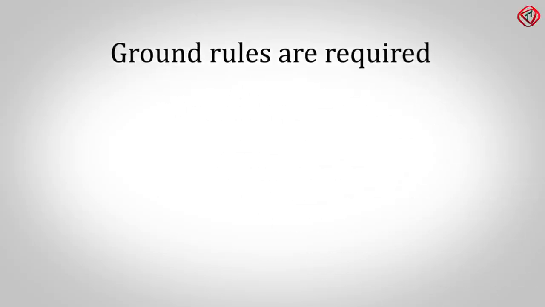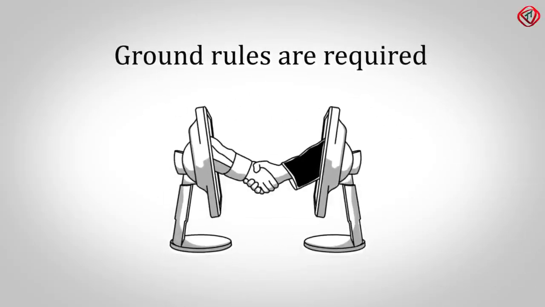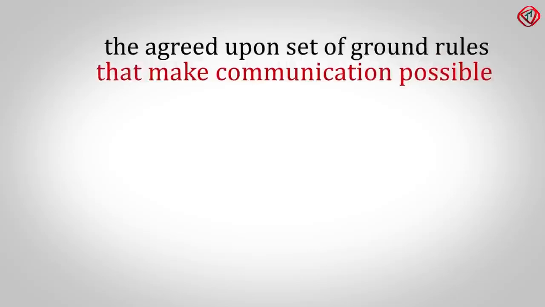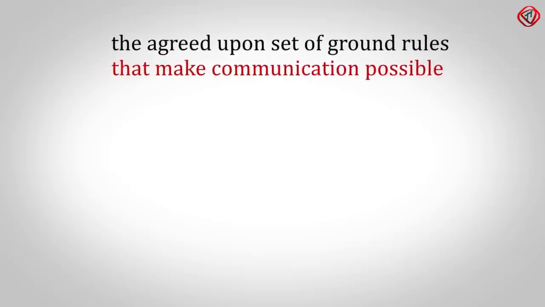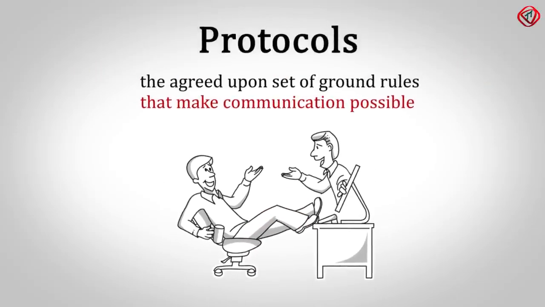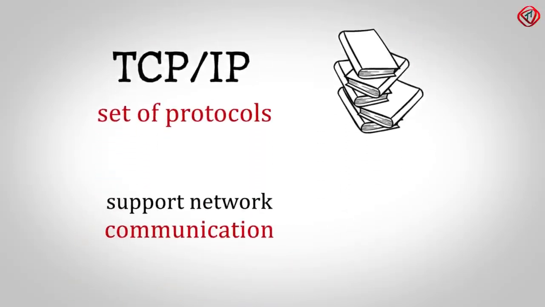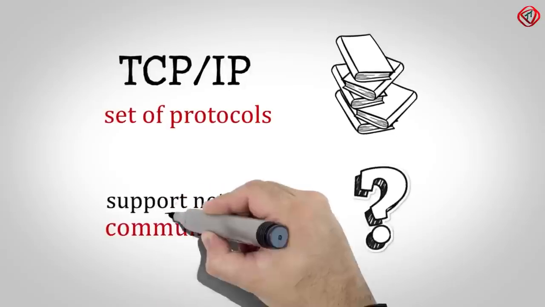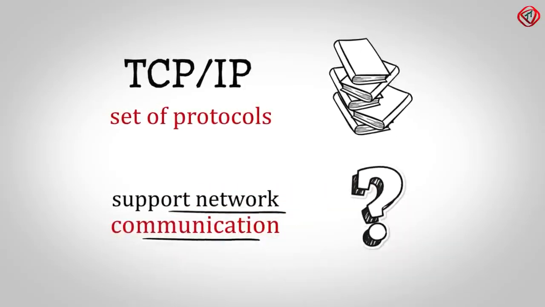So, some ground rules are required to communicate successfully. In computer networks, the agreed upon set of ground rules that make communication possible are called protocols. TCP/IP is a set of protocols that support network communication. But what is network and what is communication?